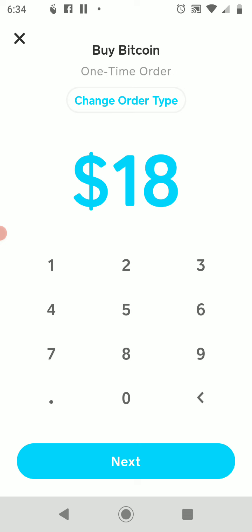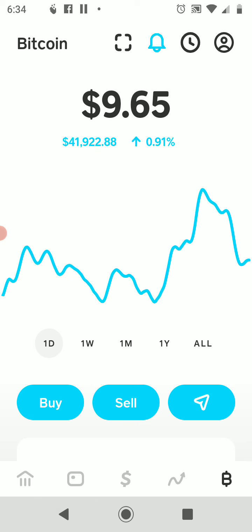You enter the amount, you hit the next button, and then it just asks you to confirm the amount you're entering. That's it. It shows up in your investment portfolio immediately. That's how simple it is. That's it.